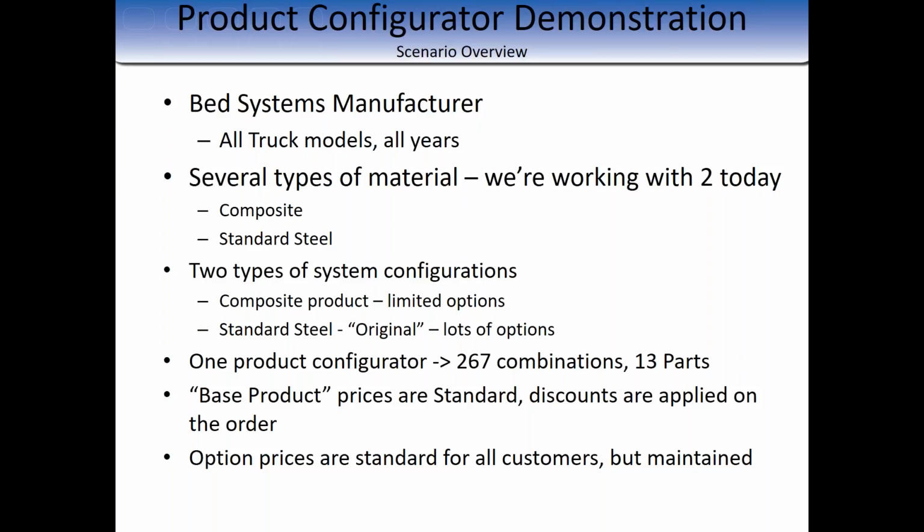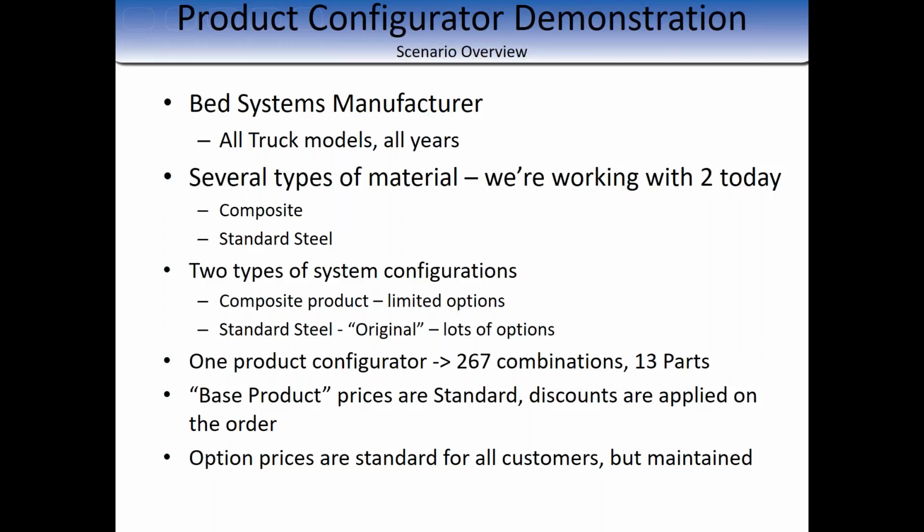Thus, the order processing personnel were coached to present the original product as an upsell. So every time they configured a base product, a composite product for someone, they would also put together a configuration for the original product, and you'll see how the options can actually add up to quite a bit of profit for them. Again, one product configurator, just in terms of base product years and makes and models and products, there's 267 combinations.